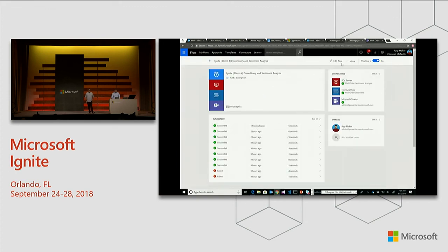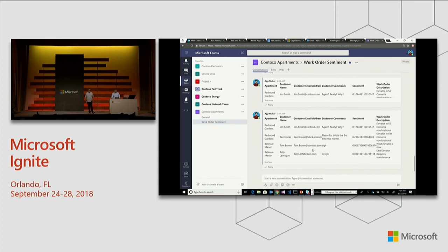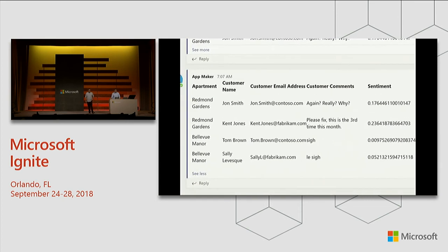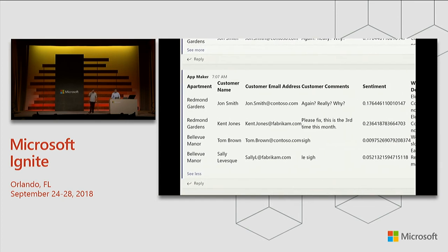Oh, and we've seen it's now completed, so it should be there. Now what we see is all of the different essential work orders that have been created. We've got the name of the apartment, we've got the customers and their comments, and we can see that their sentiment score is 17, which isn't great. So this is probably something you want to follow up on and proactively deal with before they get completely fed up and decide to seek.